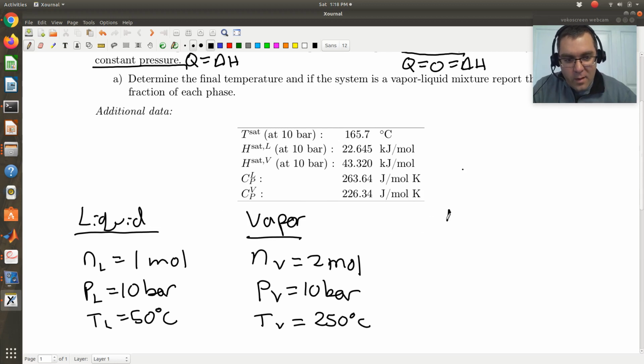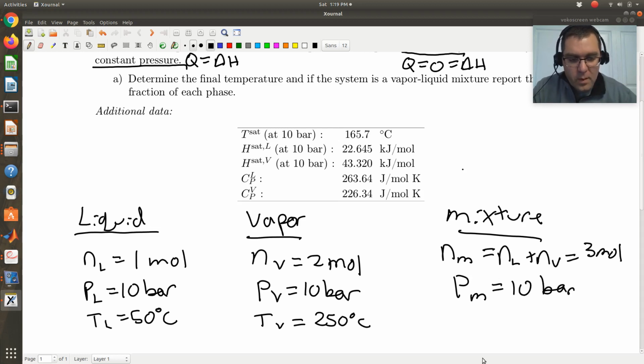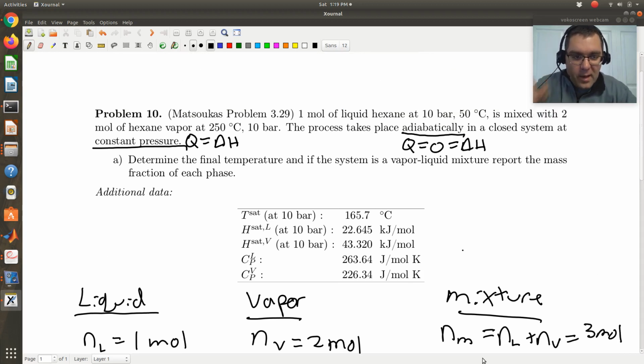Let me make a note that for my mixture, I can call this NM. The number of moles of my mixture is going to be equal to NL plus NV, which will be 3 moles, and it's also going to be at a pressure of 10 bar. Now, as I calculate delta H, what we're given in this problem statement is heat capacity data, and I'll assume that the heat capacity is constant since I'm not told otherwise, which makes my life a little easier.